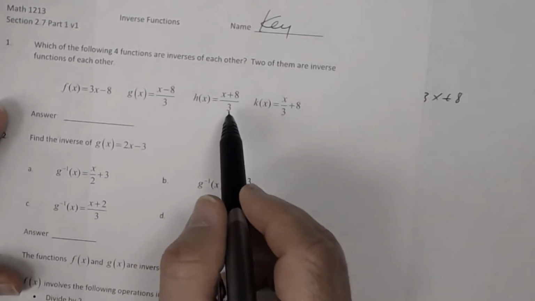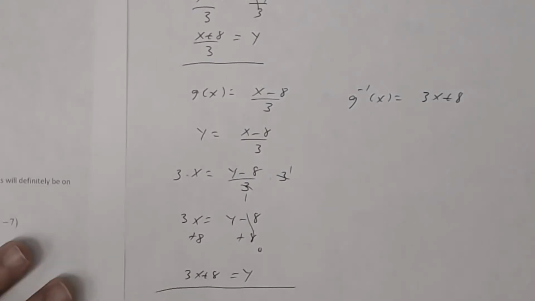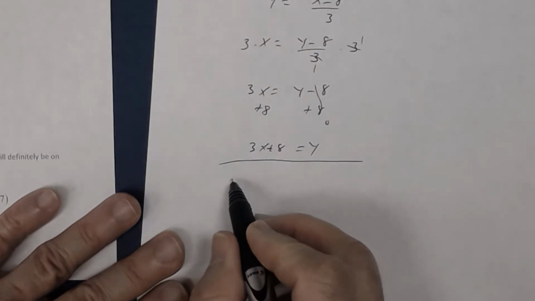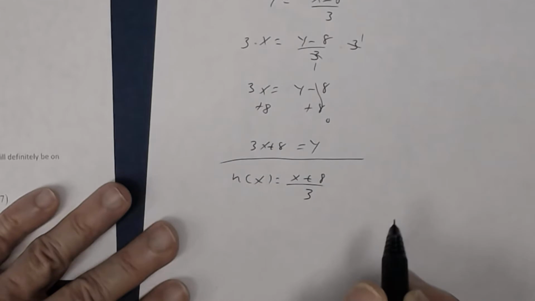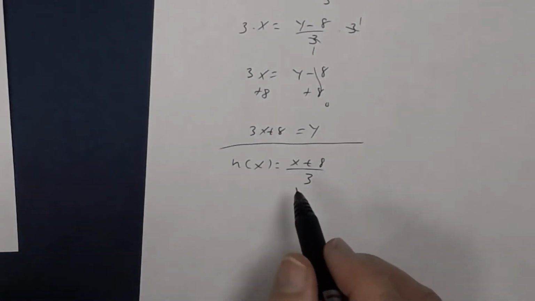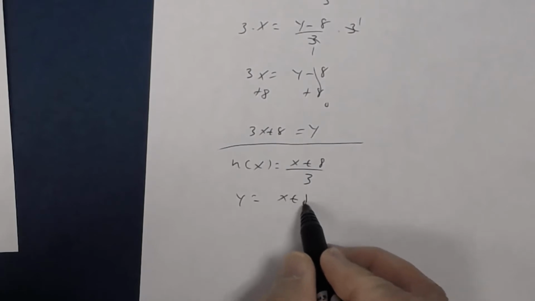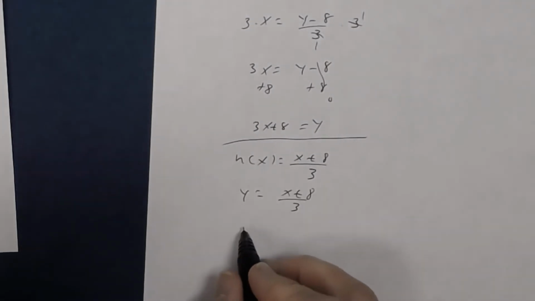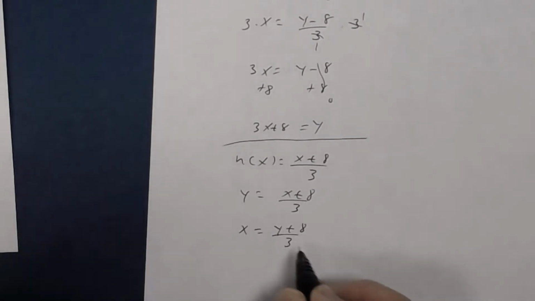Then if you went here, let's say you started with this one first. No big deal, you can do that first. So let's say you said h of x equal x plus 8 divided by 3. To find the inverse, we're going to do it algebraically. I get y equals x plus 8 divided by 3. Interchanging the variables, I get x equal y plus 8 divided by 3.